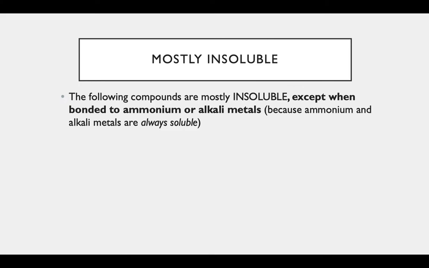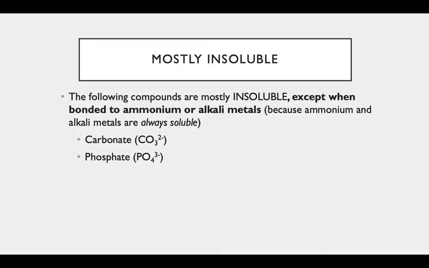There are some compounds that contain ions that are mostly insoluble. So most of the time, these ions will cause a compound to not dissolve in water. Now, all alkali metals and all ammonium compounds will dissolve. So that rule actually comes first. If it contains ammonium or an alkali metal, it's going to dissolve, period. And so that's why those are exceptions to these.